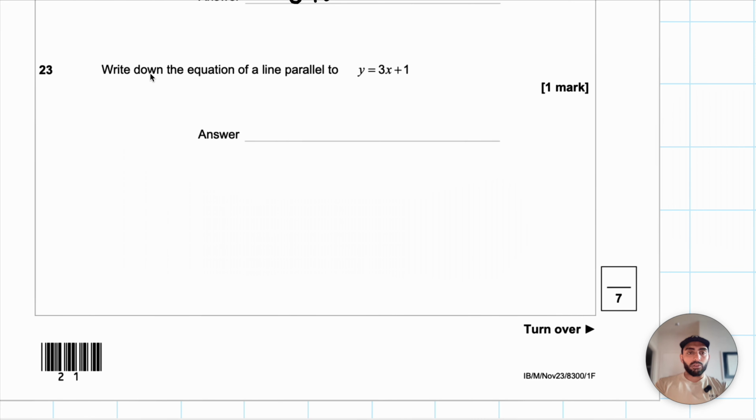Question 23. Write down the equation of a line parallel to y equals 3x plus 1. There's two parts of an equation of a line. There's the gradient and the y-intercept. We don't really care about the y-intercept for this one.